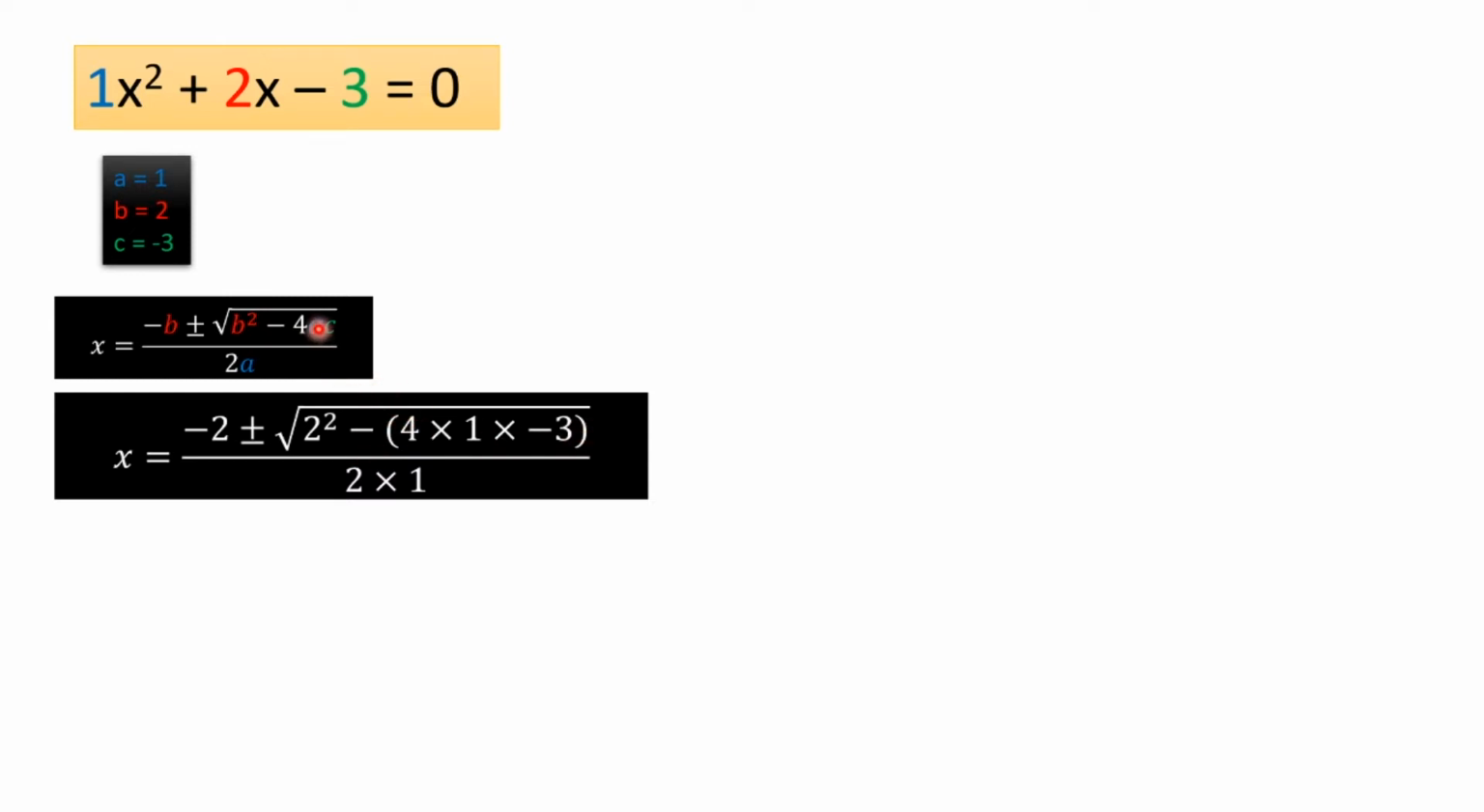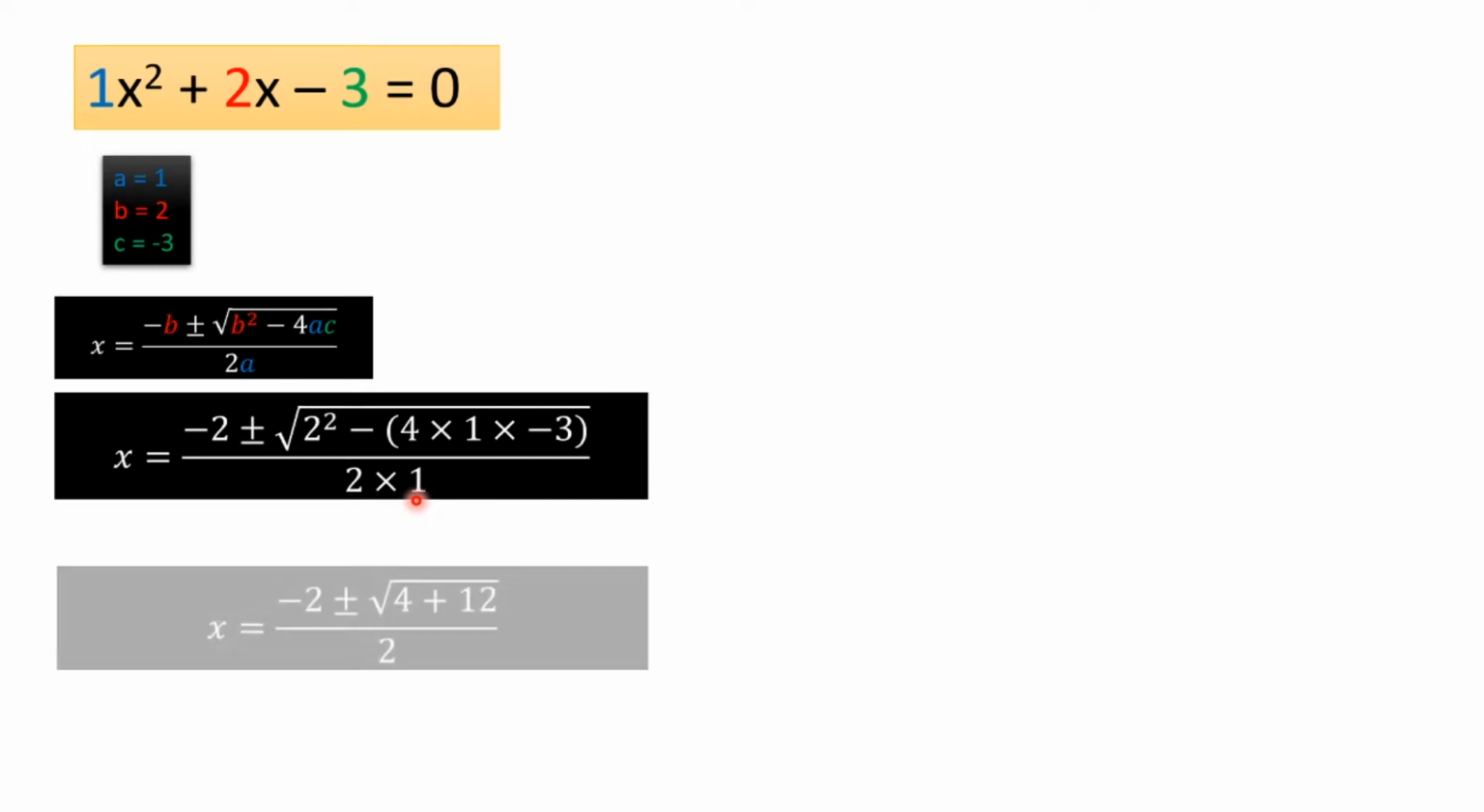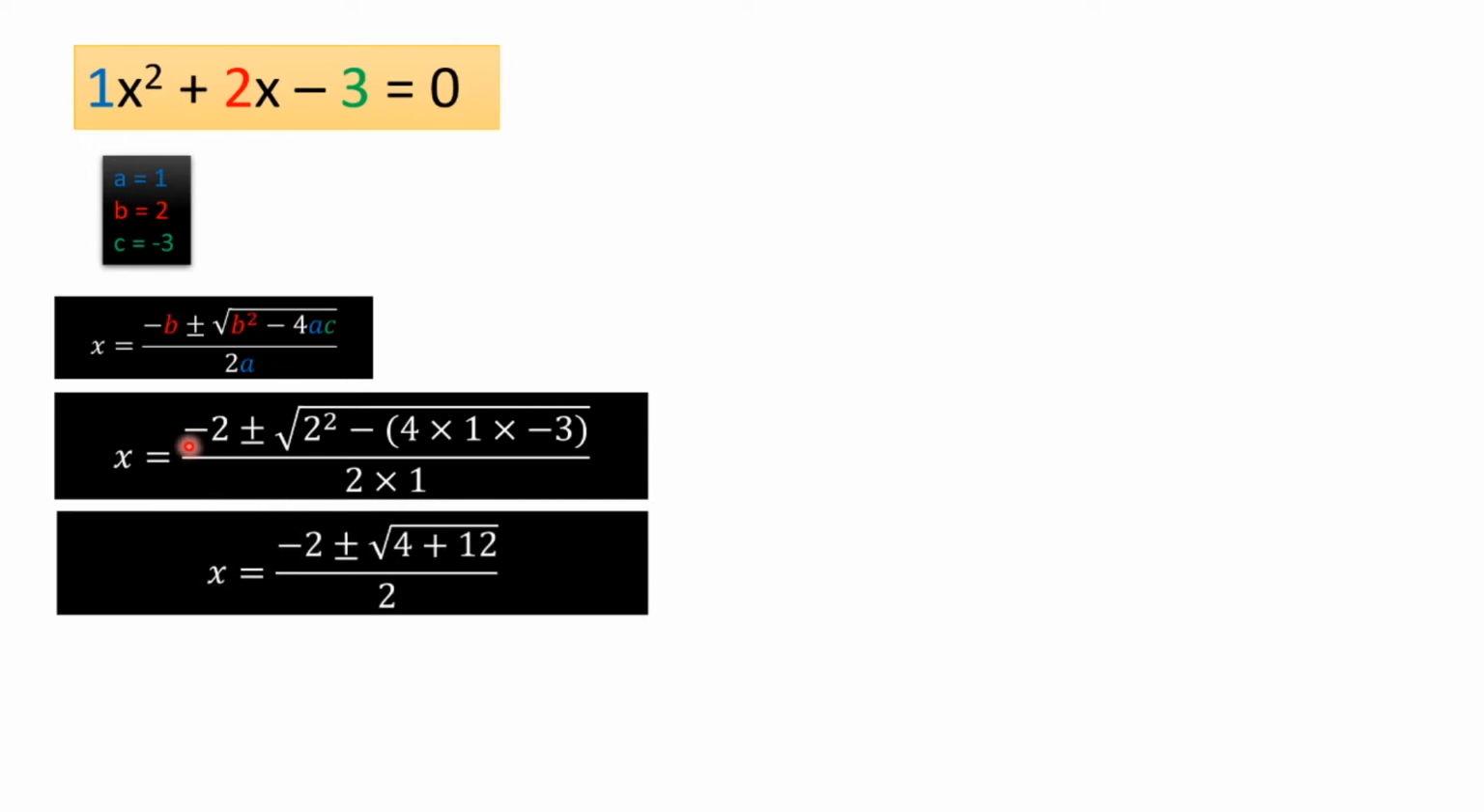4 here, multiplication into A. What is the value of A? A is 1. Then C, what is the value of C? It is minus 3, not just 3, it is minus 3. Divide by 2 into A, which is 1. So shall we shift to the next part? Now minus 2, you don't want to do anything, you keep it here. You know how to get the square of a number.